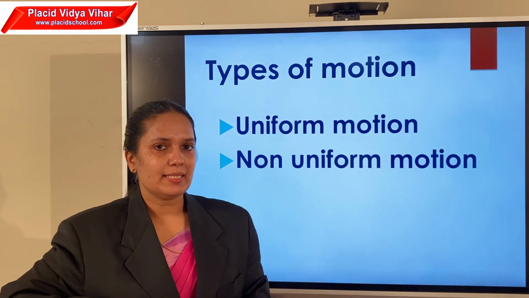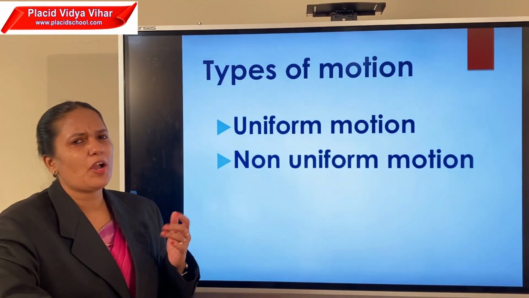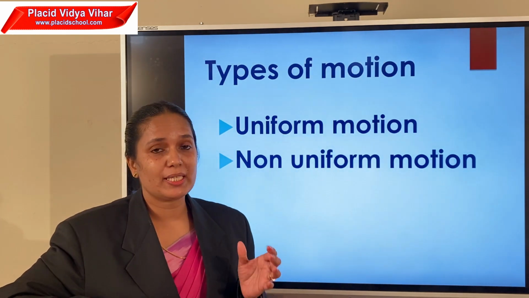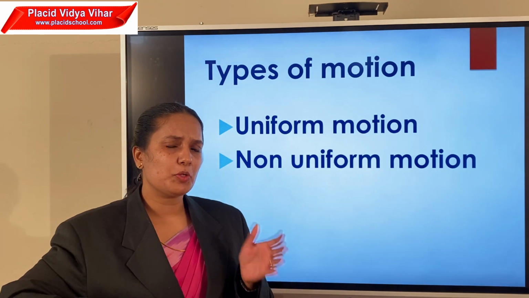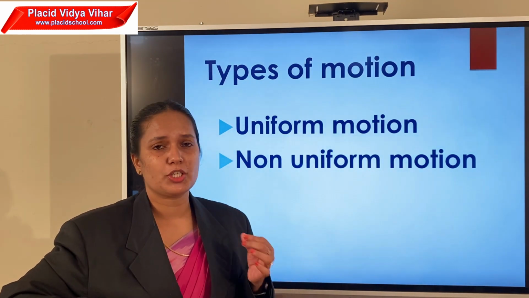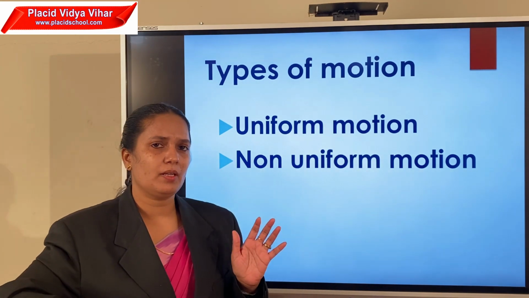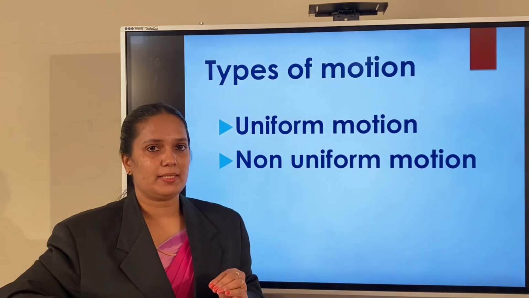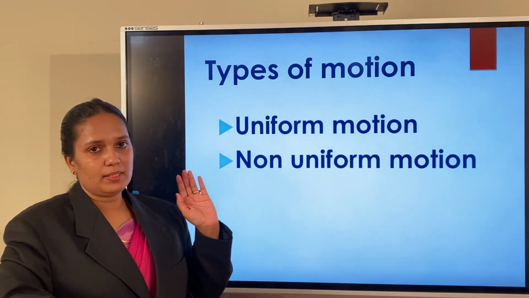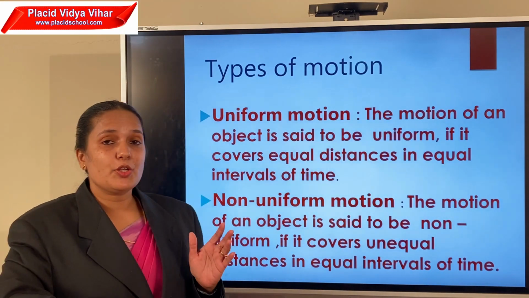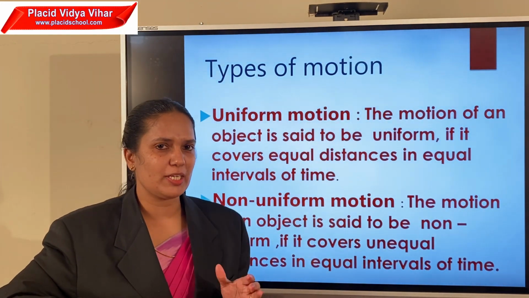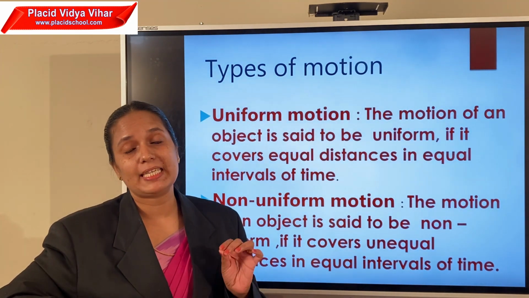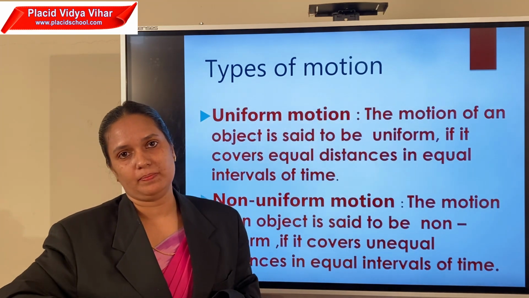Next we are going to discuss types of motion. So we already learned types of motion in junior classes. According to the nature of the motion, we can classify motion into rectilinear motion, circular motion, periodic motion, etc. Rectilinear motion can be divided into two types, uniform motion and non-uniform motion. Then what is uniform motion? If an object covers equal distances in equal intervals of time, then it is said to be uniform motion.